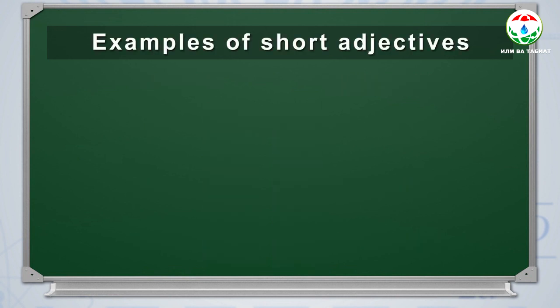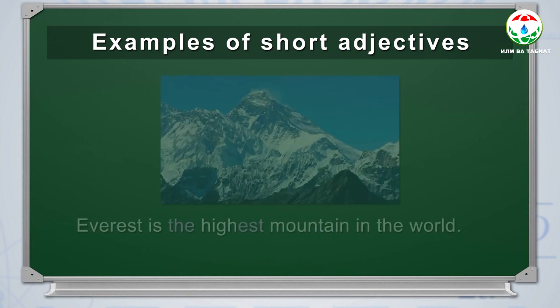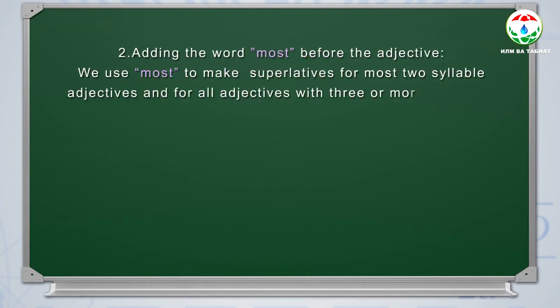Examples of short adjectives: It was the happiest day of my life. Everest is the highest mountain in the world. Adding the word most before the adjective. We use most to make superlatives for most two-syllable adjectives and for all adjectives with 3 or more syllables.